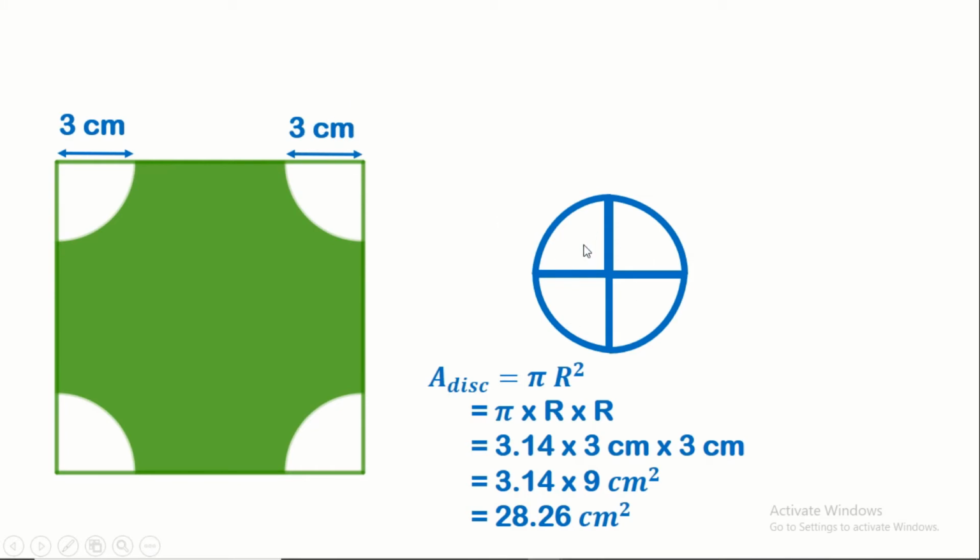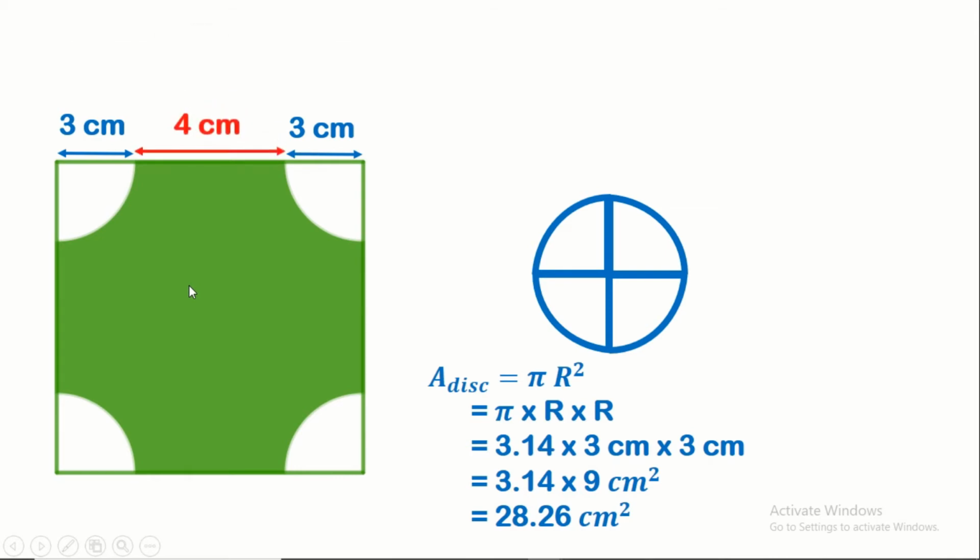We have here four parts. They all together form a disk having an area of pi r squared. The radius is 3 cm. So it's pi times 3 cm times 3 cm, which gives us 28.26 cm squared. Well, this was the area of the disk that is picked out of the square.